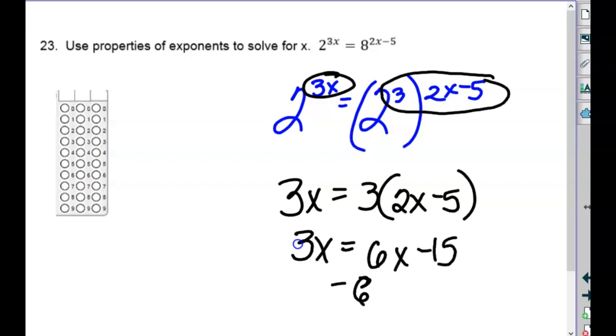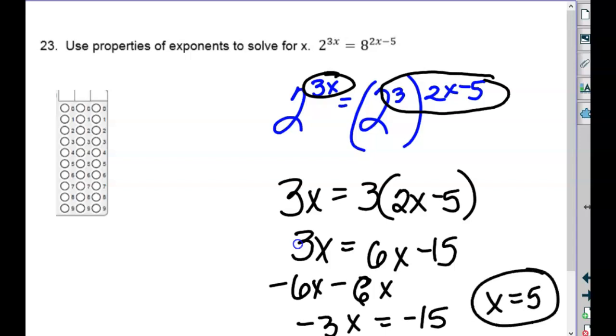I subtract 6x over here. I get negative 3x equals negative 15, which divides, and I get a positive 5. Now, on the ACT, you could put 5 or 005. I'm going to just do it at the end here. You don't have to bubble the 0, 0, 5. You could just put a 5 like that. Okay.